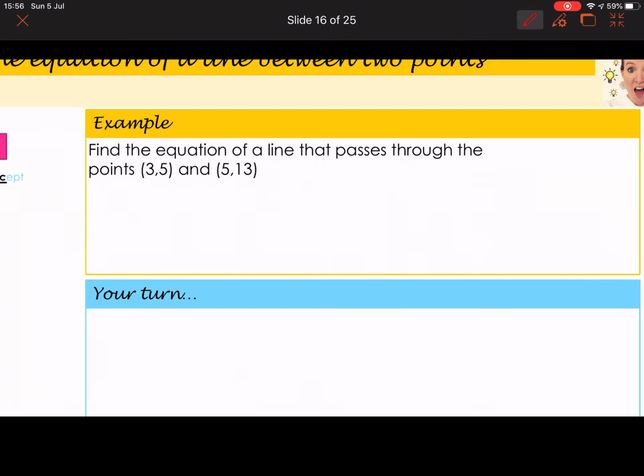So the gradient is the change in y over the change in x. So remember we've got x, y. So our change in y, it's gone up 8. And our change in x, it's gone up 2. So our gradient is 8 over 2. So that's, m is what we're working out, which is 4. So I do actually know my gradient, so I can write y equals 4x. Don't know my intercept, so keep that as plus c.